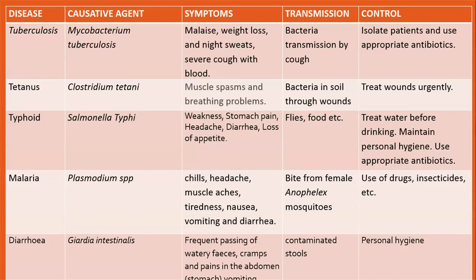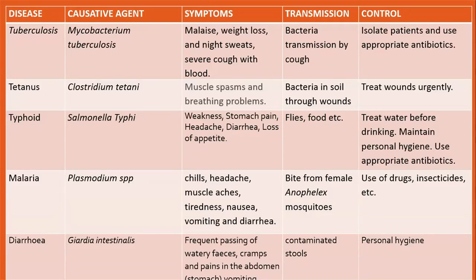All right, we have typhoid. Typhoid is caused by Salmonella typhi. Salmonella typhi is a form of bacteria. I think it's bacilli. Yeah, it belongs to the bacilli group. This is also transmitted by housefly and contaminated food as well. Then we have malaria. Malaria is caused by Plasmodium species. All right, this is transmitted through bites from female Anopheles mosquitoes.